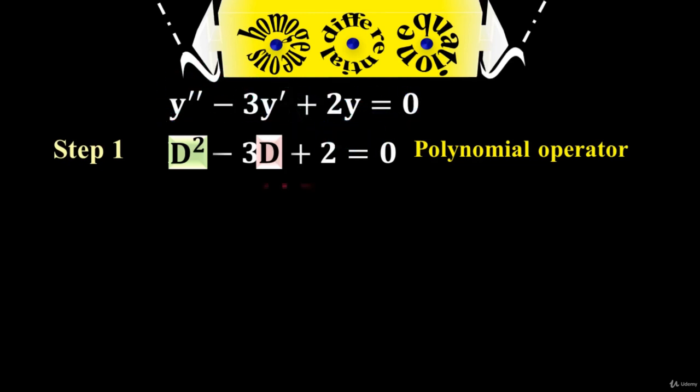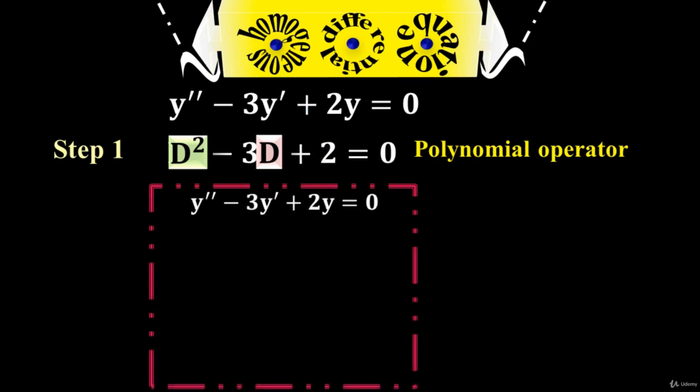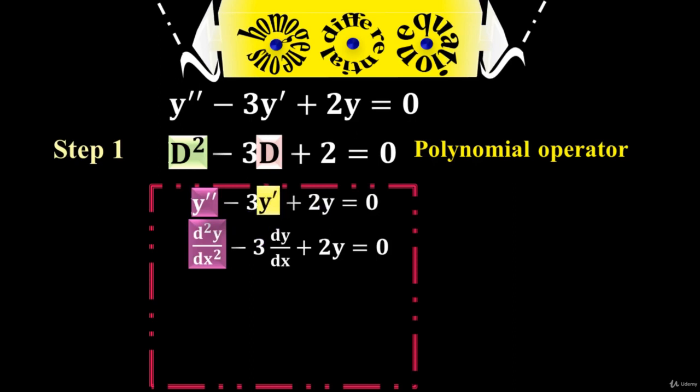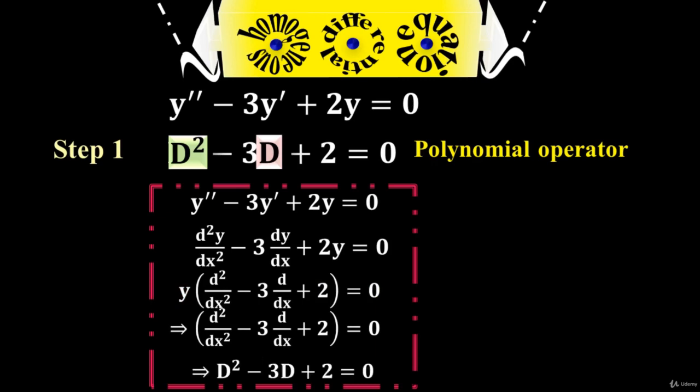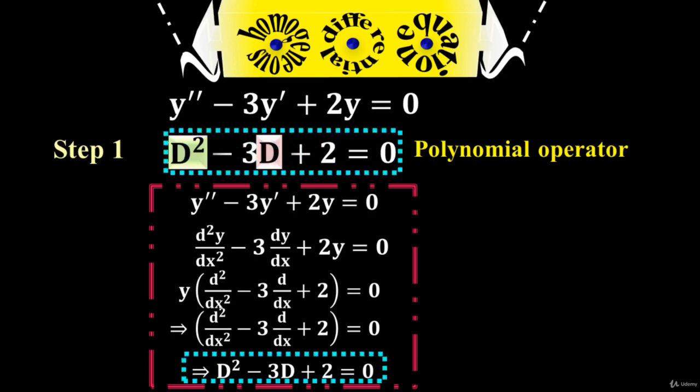Take this equation, which is y double prime minus 3 times y prime plus 2y equals 0. For the second derivative term, y double prime, can I write d squared y over dx squared? Yes. For the first derivative term, can I write dy over dx? Now take y common here. So y will become 0. And now we're left with only d squared over dx squared minus 3 times d over dx plus 2 equals 0. And that's how I got the polynomial operators.